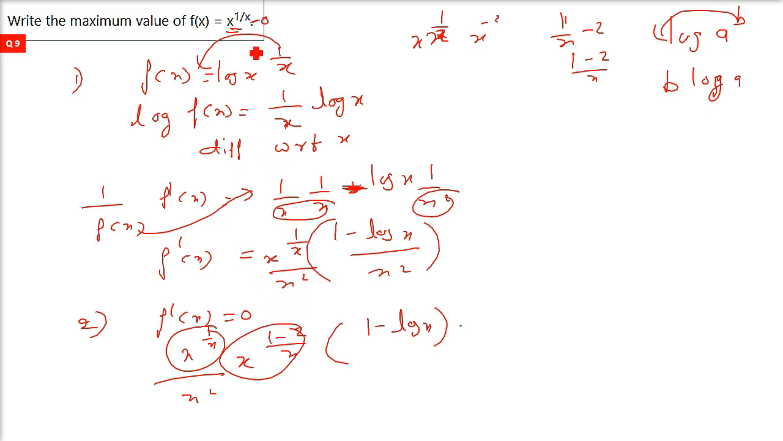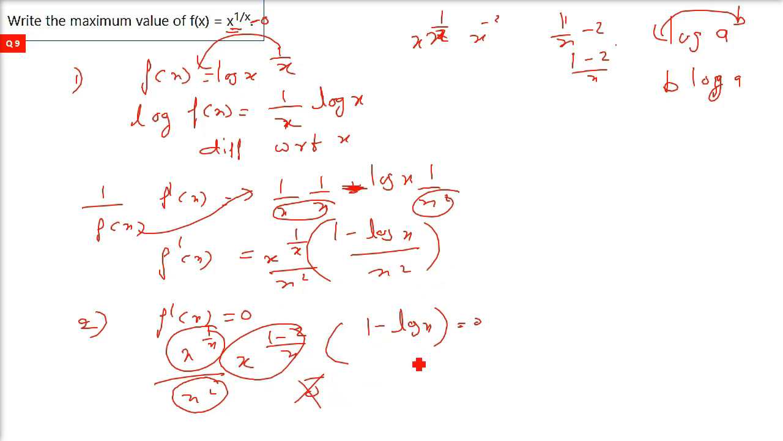I'm assuming that this 1 minus log x thing you understood. So just 1 minus log x equals to 0, you get log x equals to 1. I'm just explaining these different scenarios. This is not possible. Only 1 minus log x equals to 0 is possible. So whichever way you go.